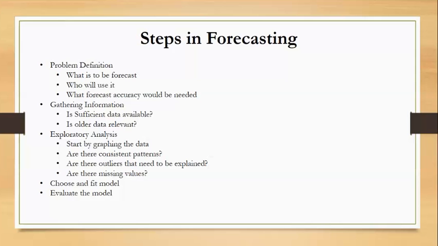Then you do some exploratory analysis. You check if there is any trend or pattern or seasonality present in the data. You check for any outliers or missing values. A business judgment needs to be taken if outliers are present. Do they need to be removed, or do they need to be modified? Do they need to be averaged out? This kind of business decision needs to be taken in case an outlier is observed.